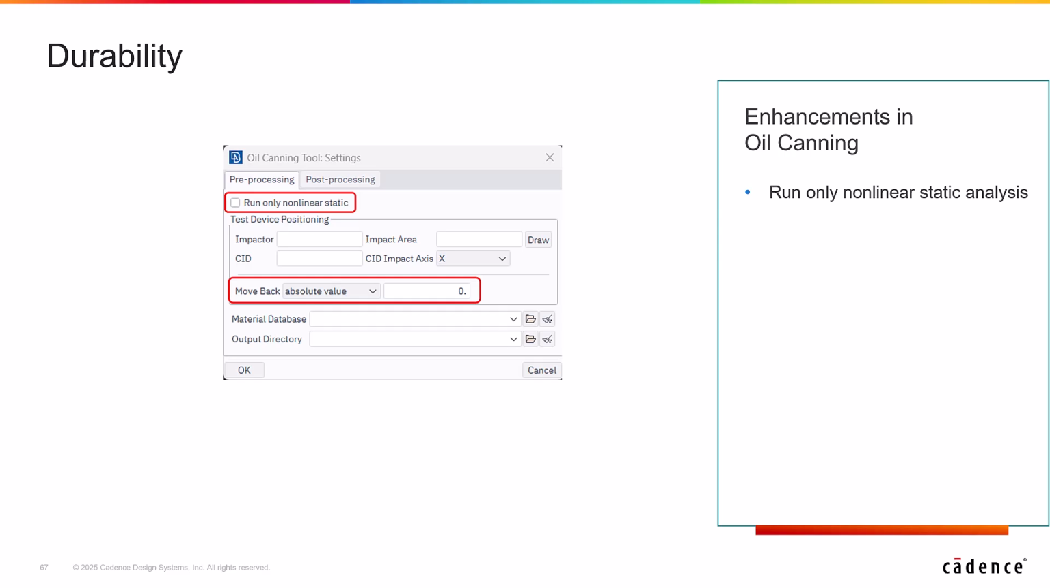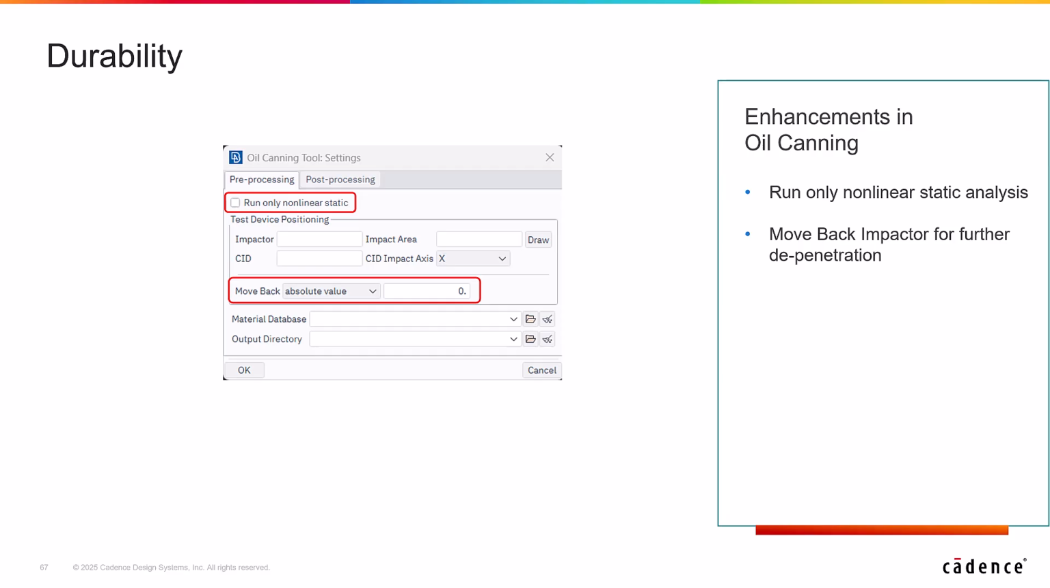In oil canning, several new options have been introduced. First, users now have the option to skip the linear static or normal modes analysis and run only the nonlinear static analysis. Furthermore, a move back option has been added for further depenetration between the impactor and the impact area.